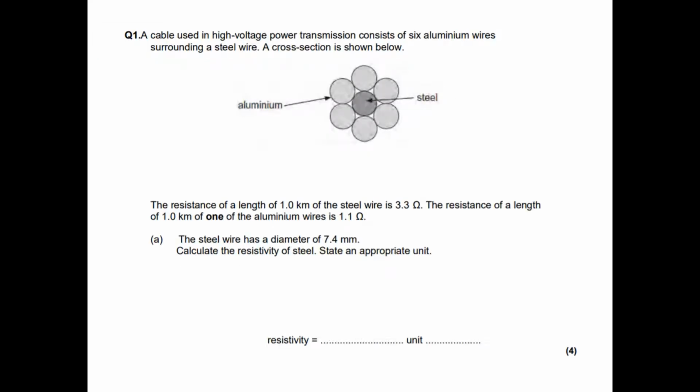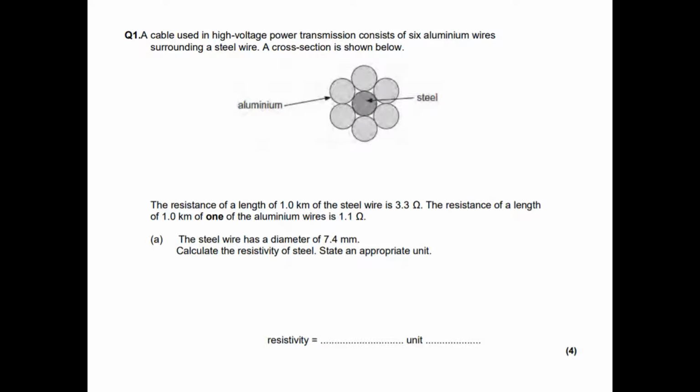Alright, so let's have a look at this exam question. A cable used in high voltage power transmission consists of 6 aluminium wires surrounding a steel wire. A cross section is shown below. So you've got 6 circles of aluminium and 1 circle of steel. The resistance of a length of 1 kilometer of the steel wire is 3.3 ohms. The resistance of a length of 1 kilometer of one of the aluminium wires is 1.1 ohms. The steel wire has a diameter of 7.4 millimeters. Calculate the resistivity of steel. State an appropriate unit.